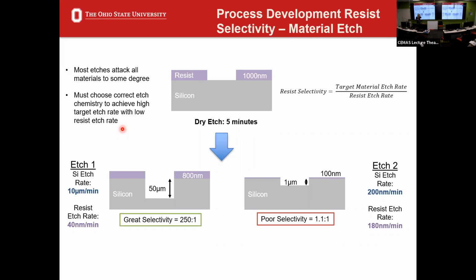So this little schematic, the etch on the left, the selectivity is awesome. It's 250 to 1. That's great. You very rarely get that. The one on the right is poor selectivity. You etch this at the same rate. So that means you have to have a thicker mask than you would maybe want in order to get the depth of etch that you're trying to do.